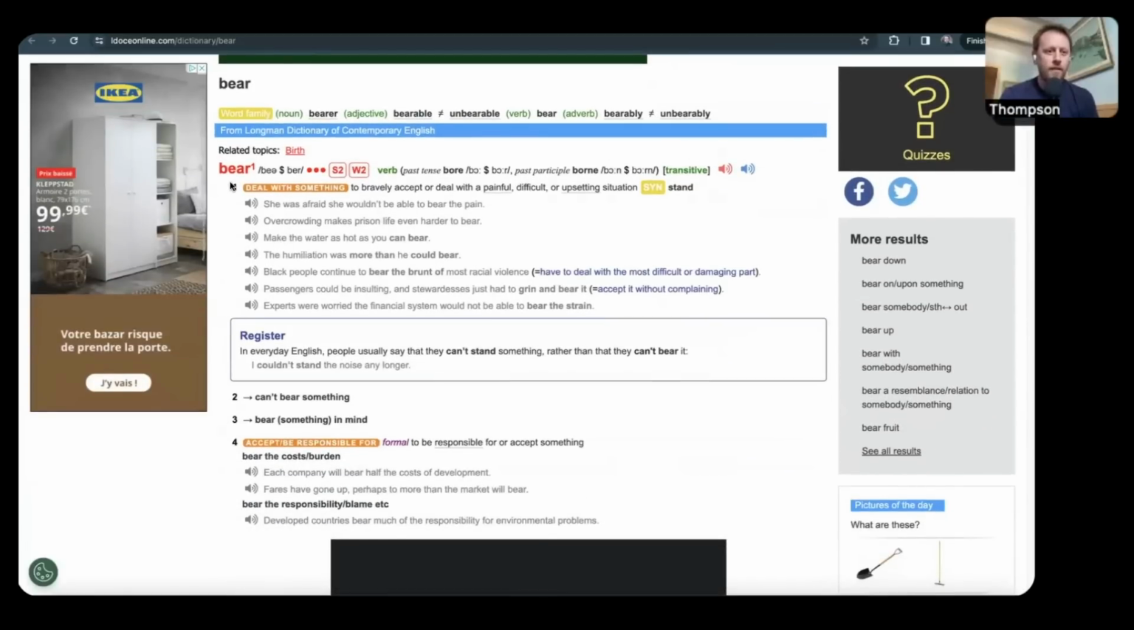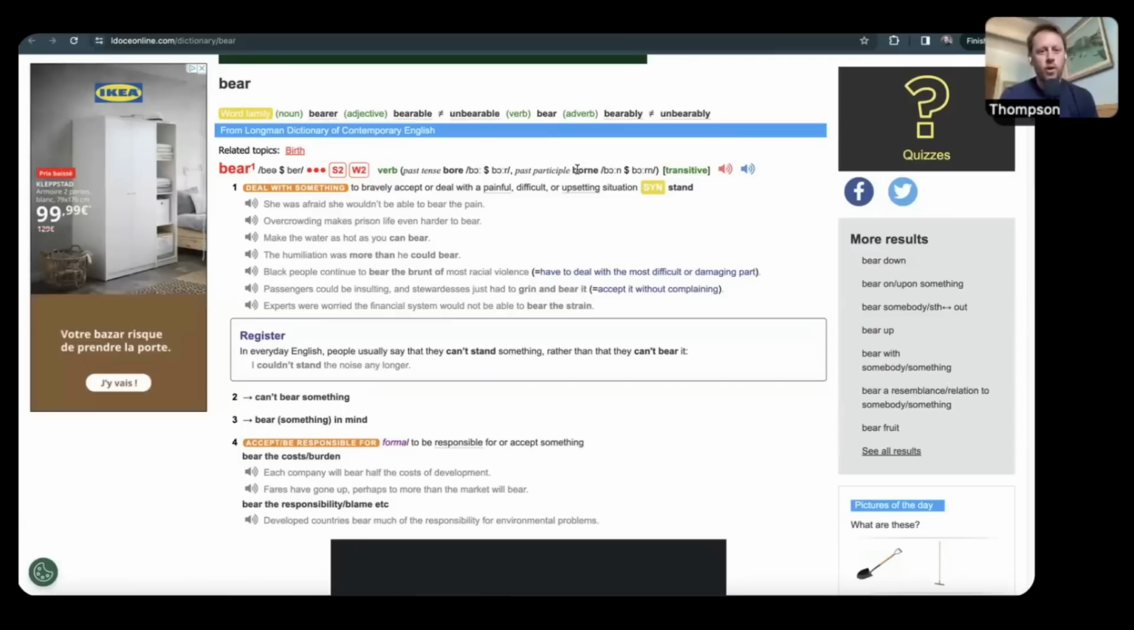And we have the phonemic transcription, bear, in American English, bear, right? You can hear it. That's British English, American English, past tense, bore, past participle, born.